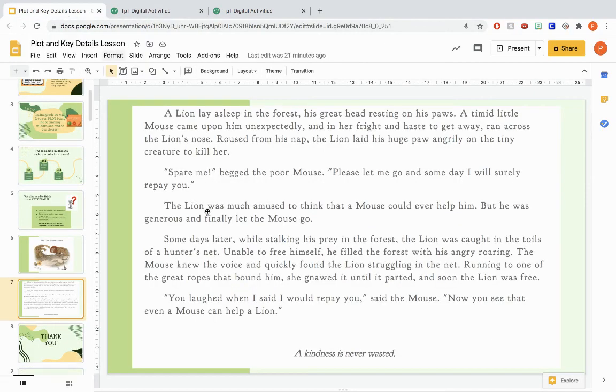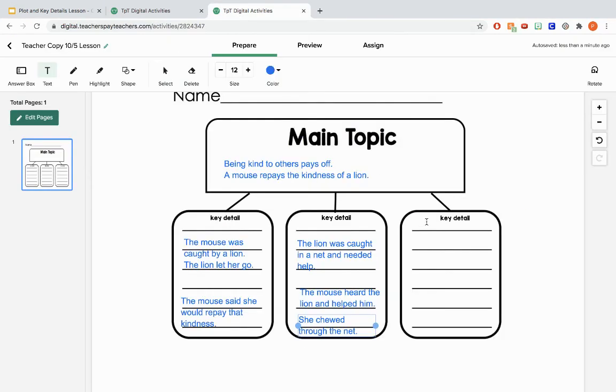So let's look at the very end. The mouse is saying that you laughed when I said I would repay you. So maybe the lion didn't believe her. That was kind of at the beginning. So maybe you can write down here, the lion did not believe the mouse could repay him. That's a good detail to include with this section, because that's when we talked about the mouse was saying she would be kind.